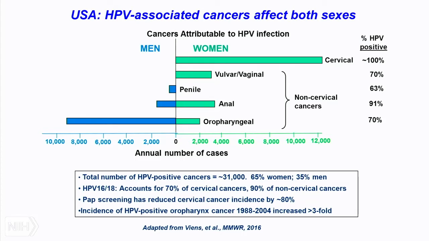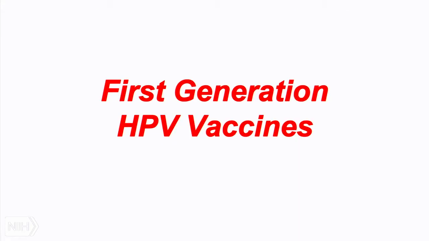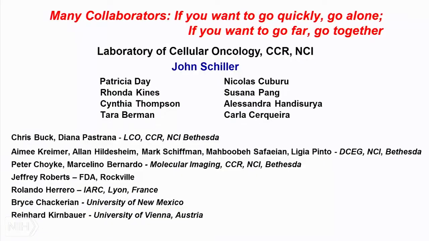And actually, there are more non-cervical cancers that are HPV-positive than just cervical cancer. HPV 16 and 18, which are the two HPV types in the first generation vaccine, account for about 70% of cervical cancer, but about 90% of the non-cervical cancers. We have pap smear screening for cervical cancer, but not for the other HPV-associated cancers. Oropharyngeal cancer is the cancer that is rising fastest, and it is predominantly a cancer of men. About three-quarters of the cases occur in men, and in a recent 25-year period, the incidence rose more than threefold.